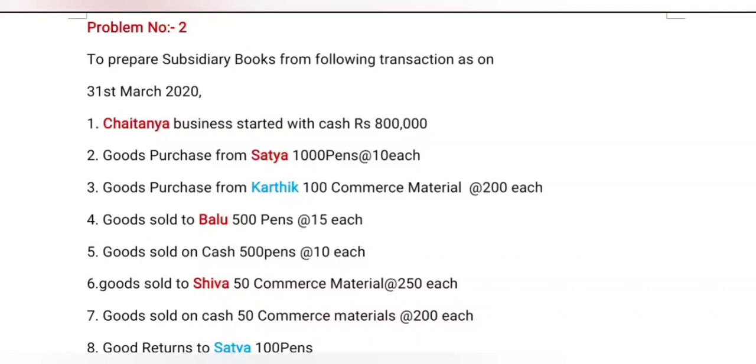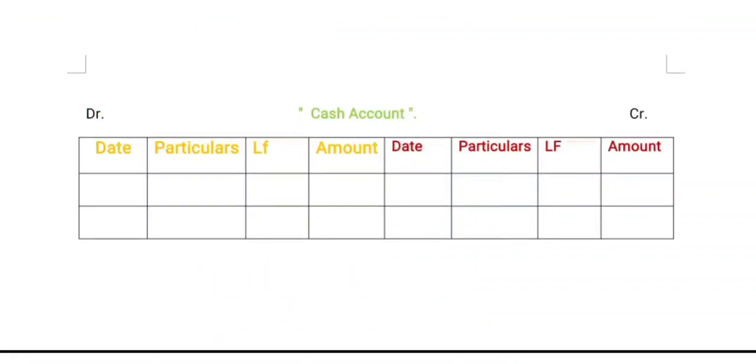So now we are going to enter the first transaction, that is, Chaitanya started business with cash 8 lakhs. We prepare the cash account and the capital account. Now we are coming to the proforma of the cash account. We already know the cash account is T-shaped. It has 5 columns on both sides: date, particulars, ledger folio, amount. Now we are going to start the preparation.